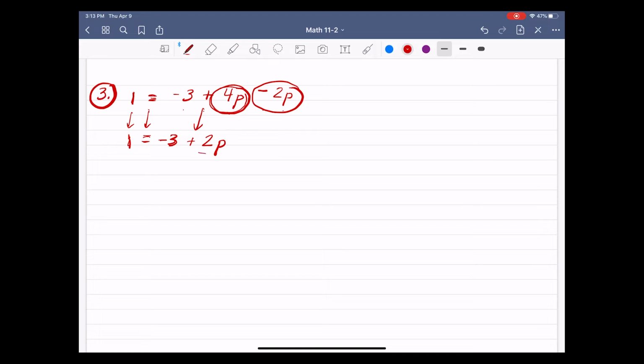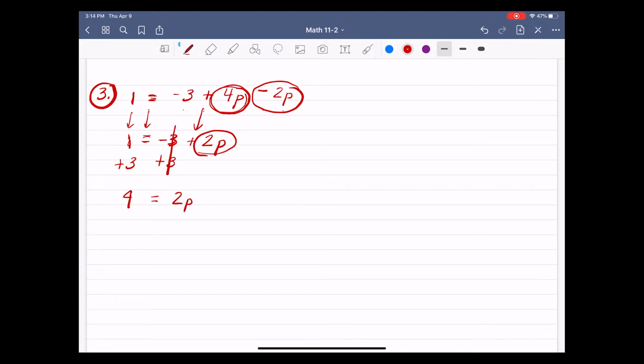Now I want to start isolating this 2p. I want to get to p where it's alone. So I'm going to add 3 to the right, add 3 to the left. 3 plus 1 is 4 equals 2p. I'm going to solve for p.